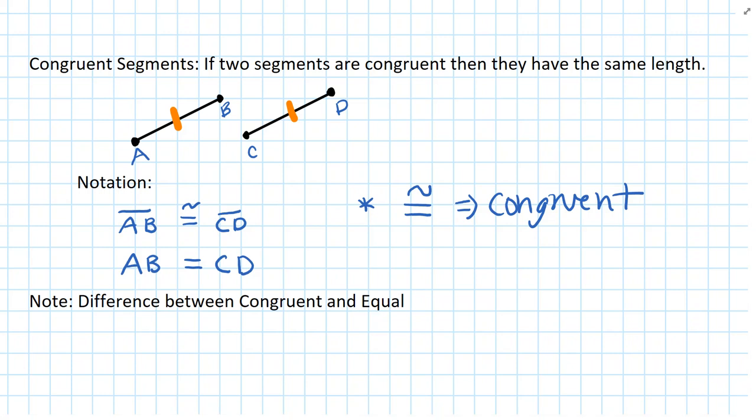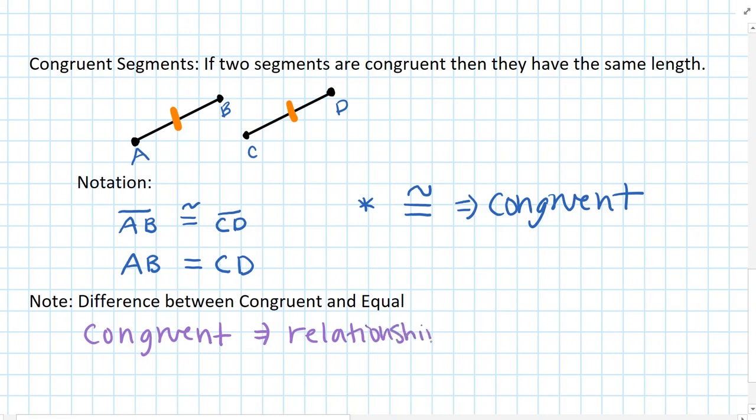So we're going to use the term congruent when we're talking about relationships between figures. So this is going to be when we're talking about different shapes. So I would say that a triangle is congruent to another triangle, or a segment is congruent to another segment.